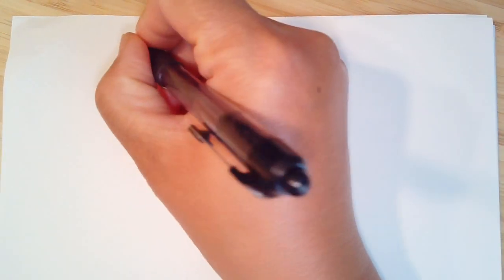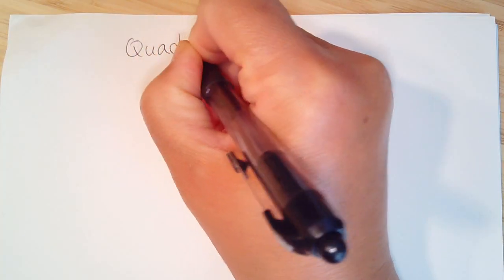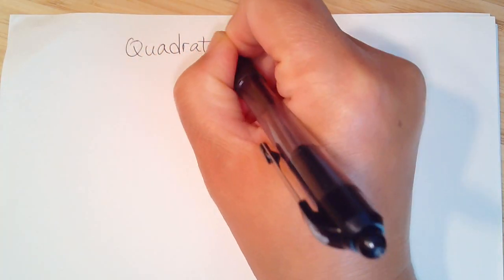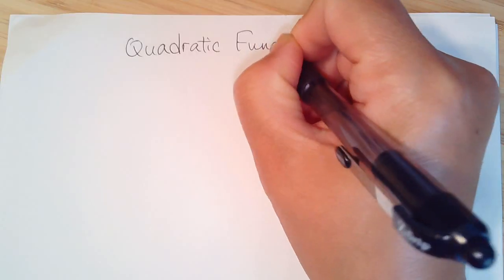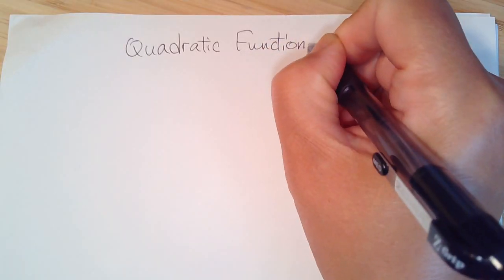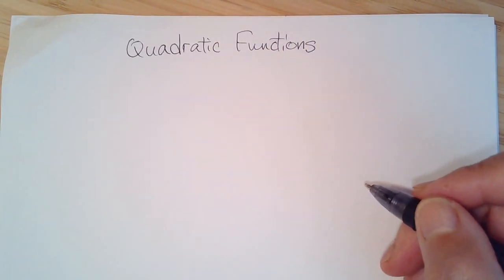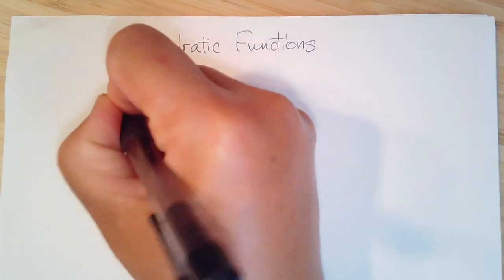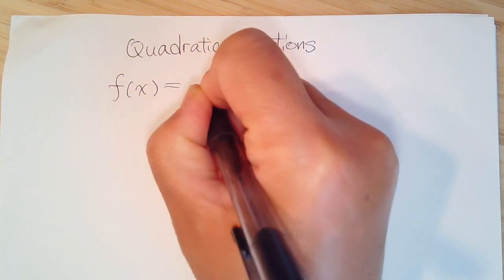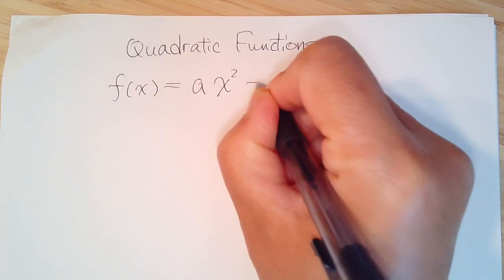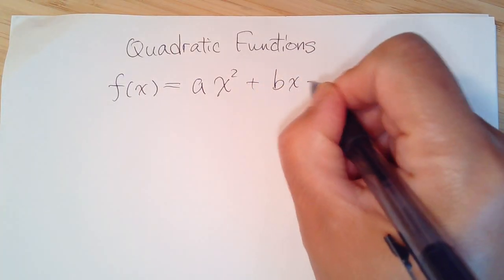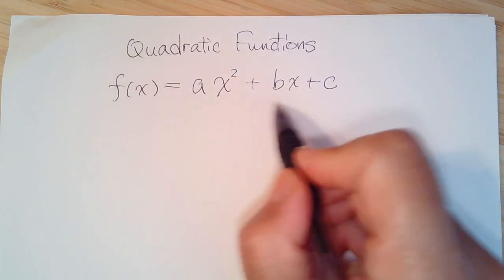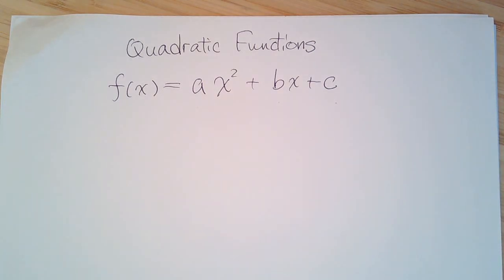We're going to work on the most important function in pre-calculus. It's called quadratic functions. A quadratic function looks like this: f of x equals ax squared plus bx plus c. Here, a, b, c are all real numbers.